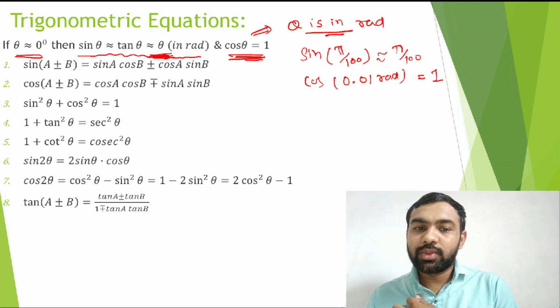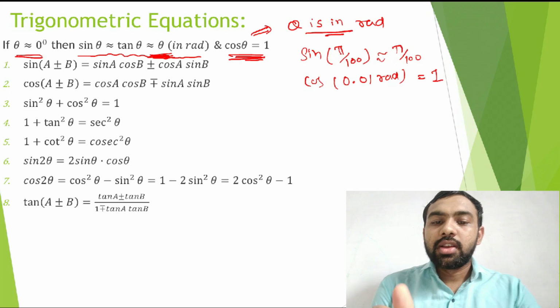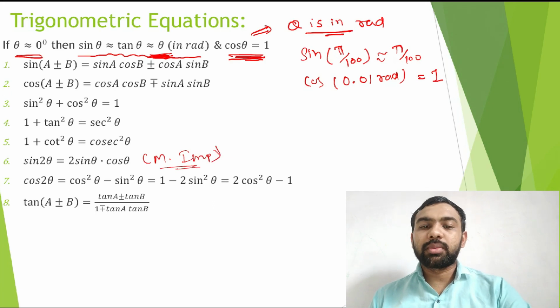Sin square theta plus cos square theta is equal to 1, 1 plus tan square theta is equal to sec square theta, 1 plus cot square theta is equal to cosec square theta, sin 2 theta is equal to 2 sin theta cos theta. This is the most important equation out of this whole list. This equation is the most important equation out of those given.